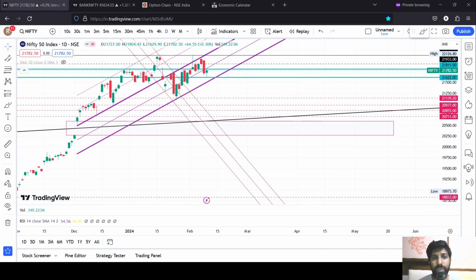Today we'll take a look at the weekly chart as well as the daily charts, and we'll see how we can trade in this week for Nifty and Bank Nifty.